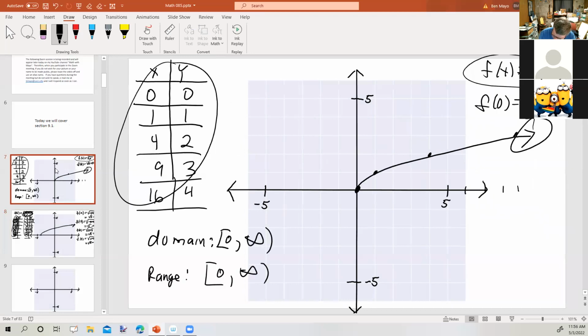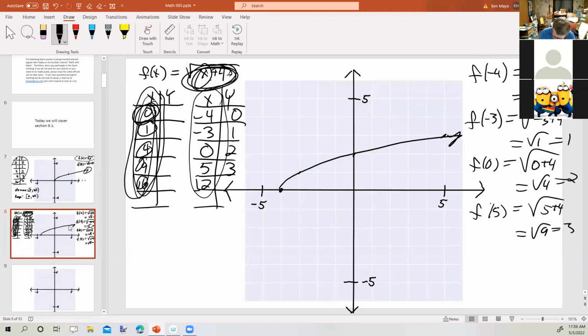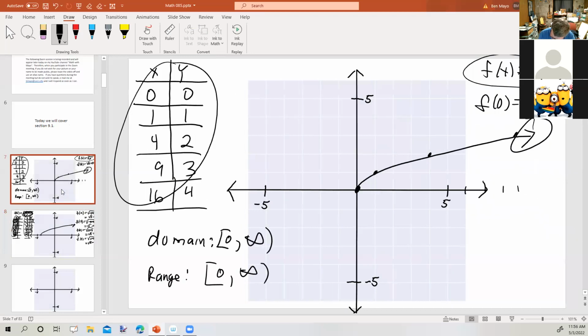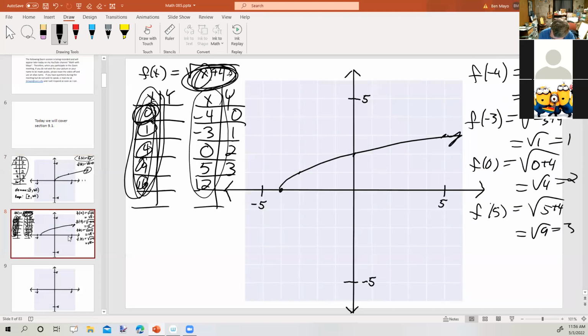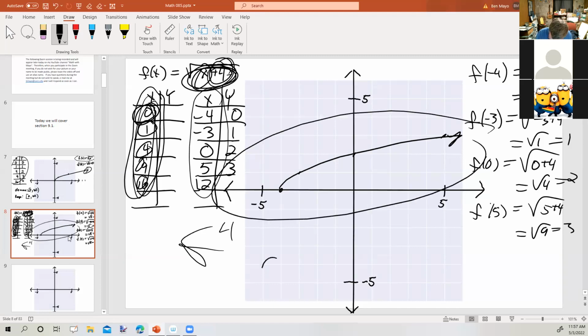Well, that looks just like that graph, doesn't it? Except it's been shifted to the left. In fact, how far has it been shifted to the left? Can you see? It's shifted 4 units. So adding a +4 in here moved it 4 units that way. We'll talk more about that later, but what's the domain of this?